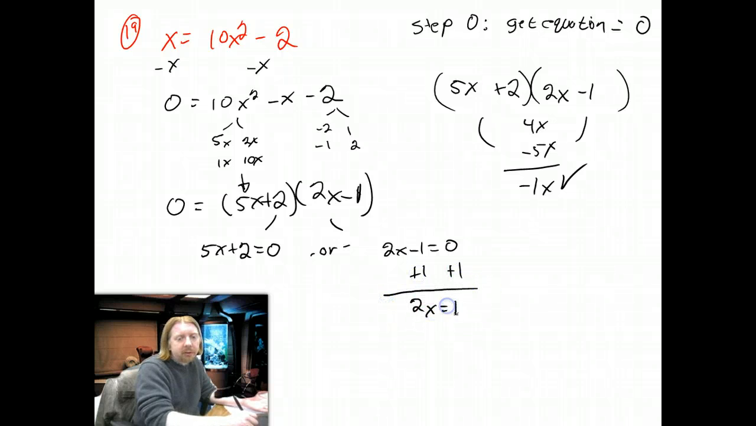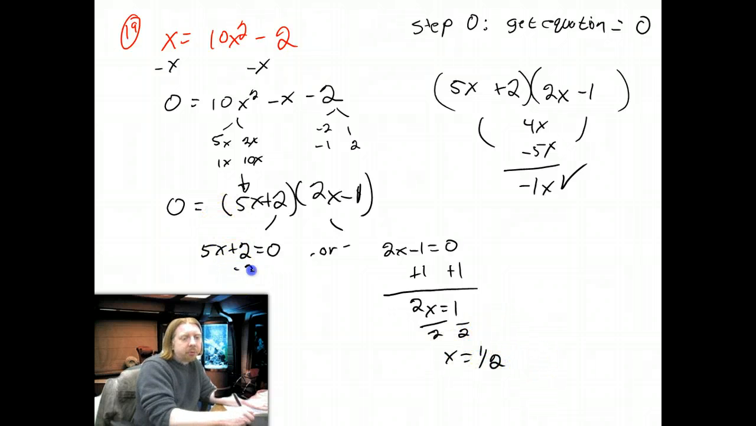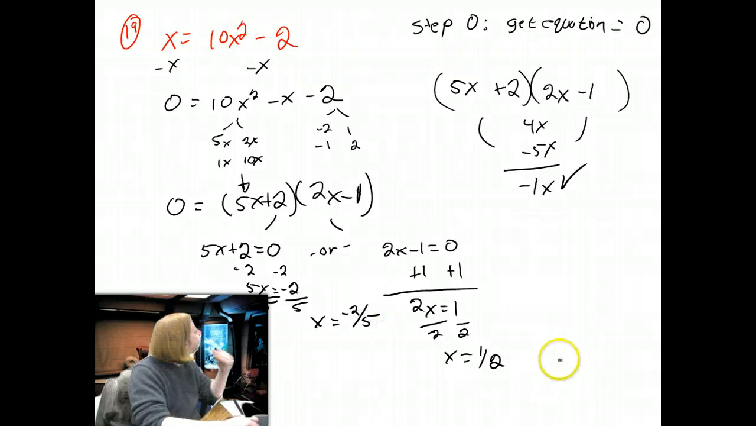So that becomes 2x equals 1. Then divide by 2. So x is a half. And this guy, subtract the 2 from both sides, leaves me 5x is negative 2. Divide by 5. I get x is equal to negative 2 fifths.